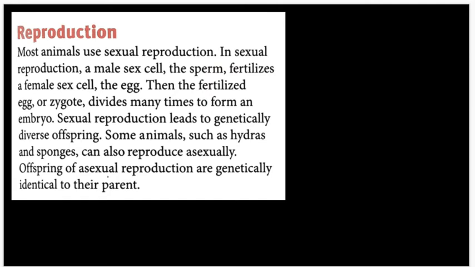Some animals actually reproduce without having a male and a female present. For example, there is an animal called the hydra. It reproduces using something called budding.